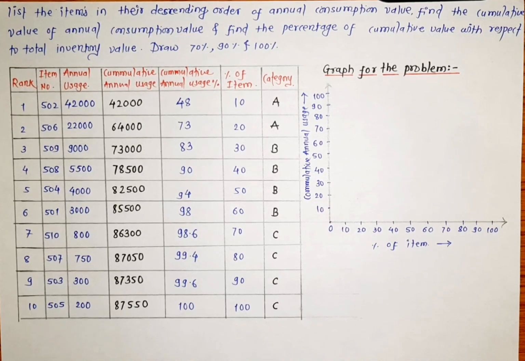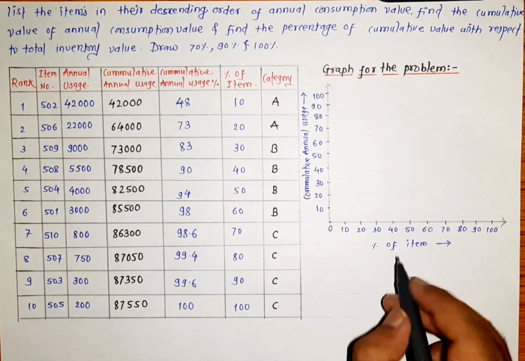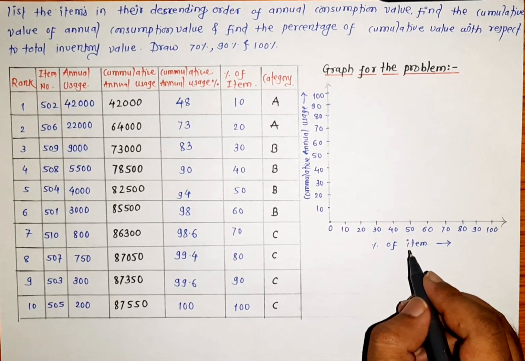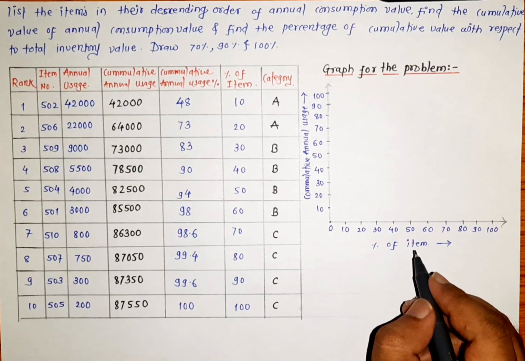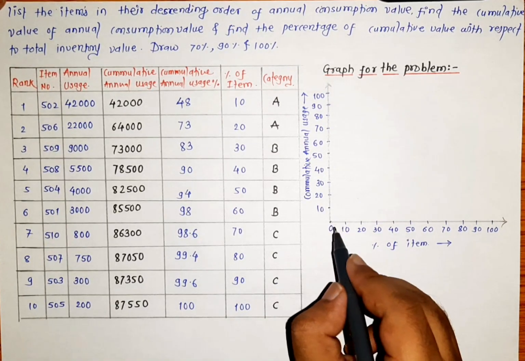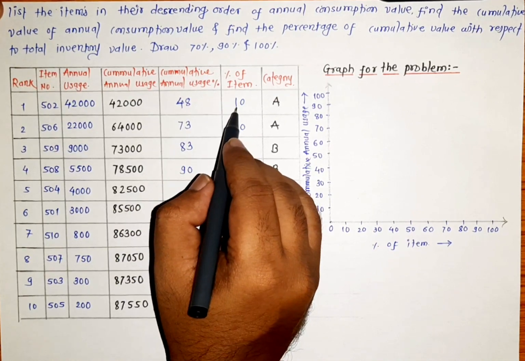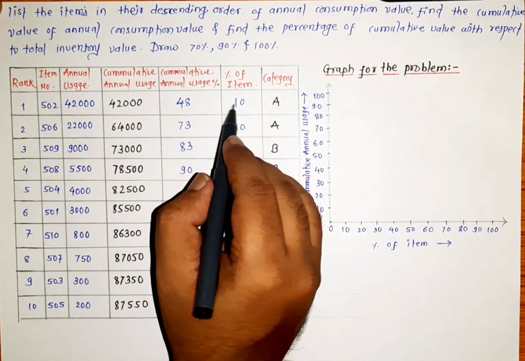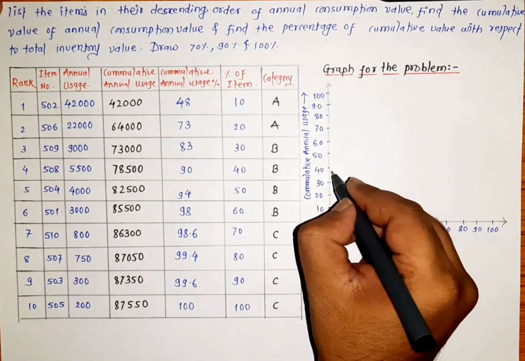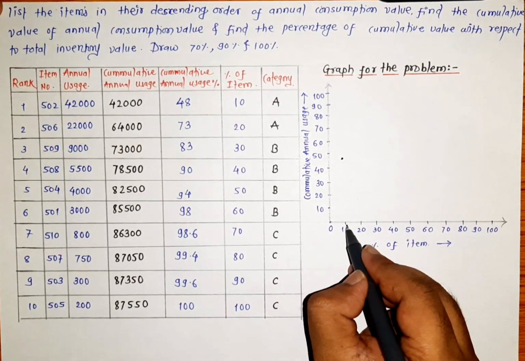Okay, now we have to draw a graph using these values. Whenever we want to draw a graph, the graph of percentage of atoms versus cumulative usage, that is cumulative annual usage. Okay, first is 48% cumulative annual usage, and the atom which is of a 10%, so it will be 48 somewhere. For this it will be here.